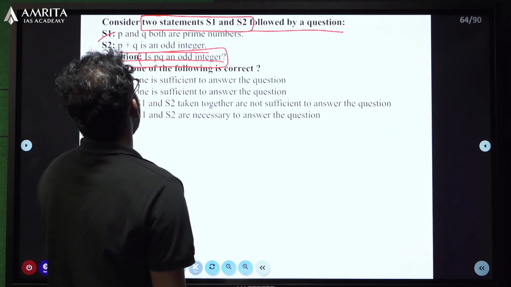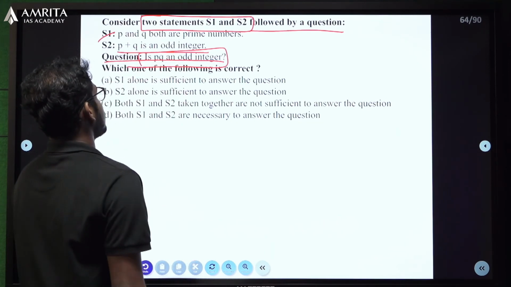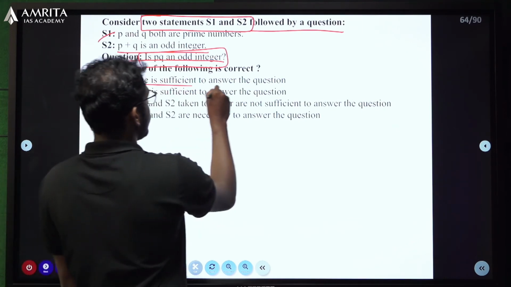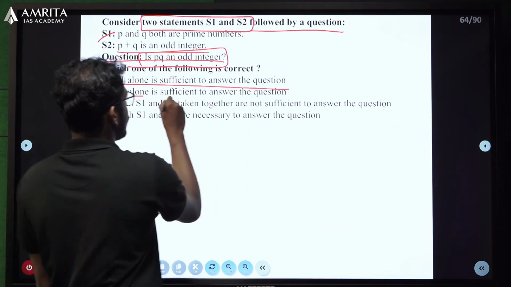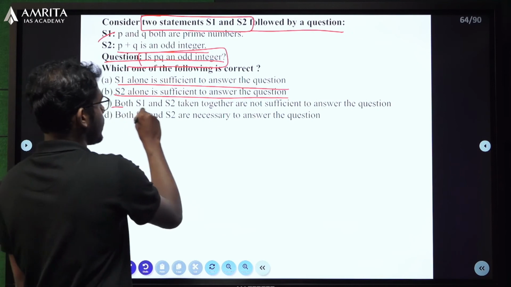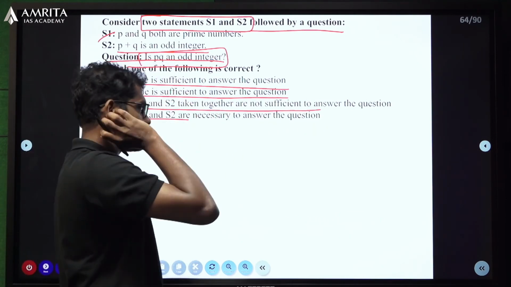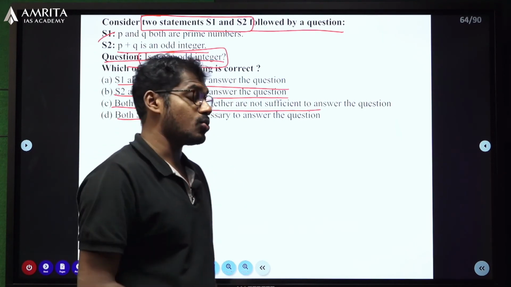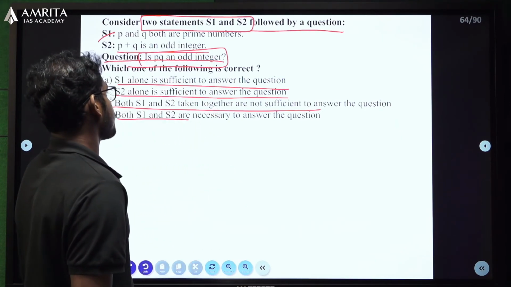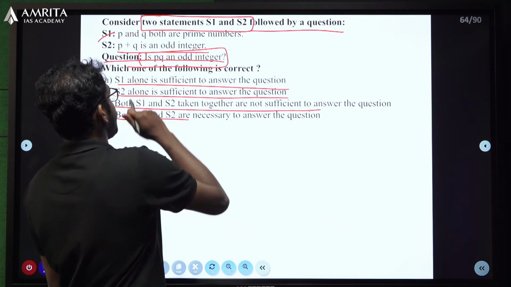Okay. The options are: S1 alone is sufficient to answer, S2 alone is sufficient to answer, both S1 and S2 taken together are not sufficient to answer, both S1 and S2 are necessary to answer the question. Let's take the first statement.